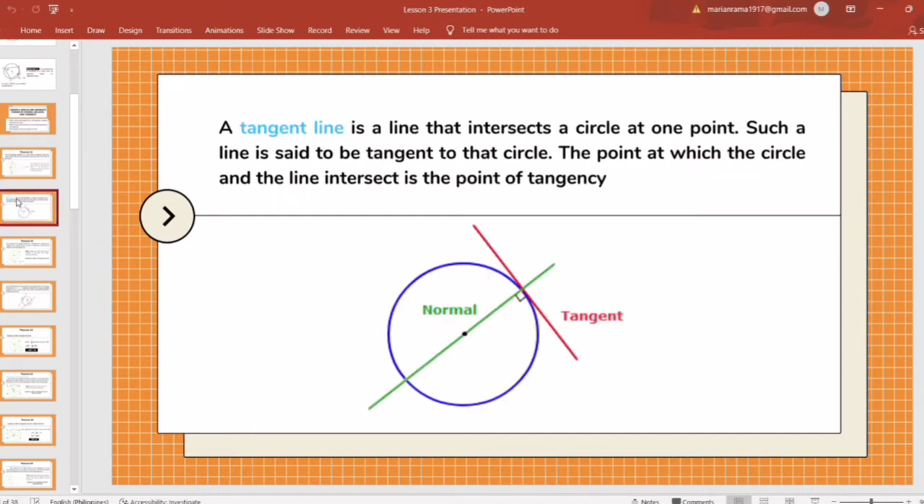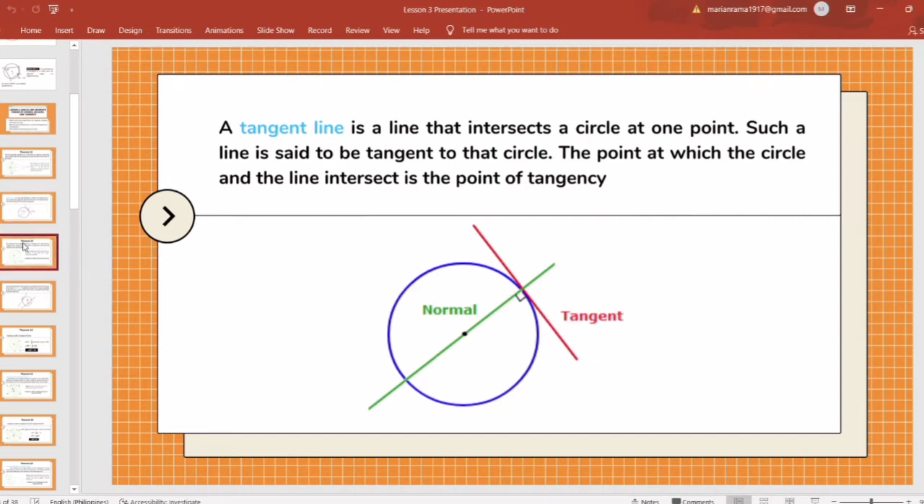So first, let's define a tangent line. A tangent line is a line that intersects a circle at one point. Such a line is said to be tangent to that circle. The point at which the circle and the line intersect is the point of tangency. So we have here our circle, and our point of tangency is this one. So we have our tangent line colored red.